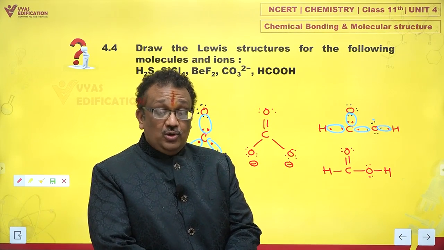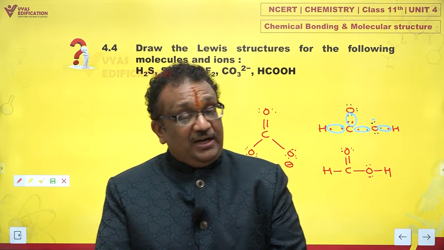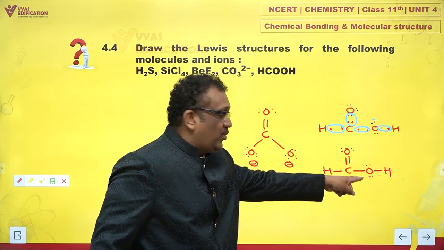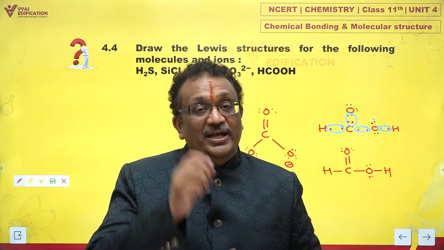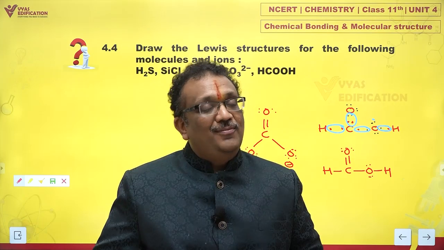Please remember, in Lewis dot structures, if you eat away the electrons, if you don't write down the lone pairs properly, those structures are wrong. So you have to accurately write down each dot as each electron properly.